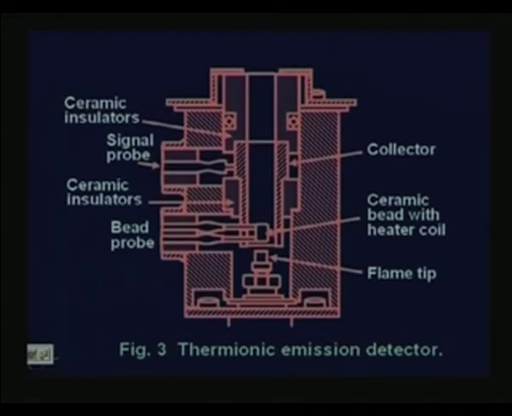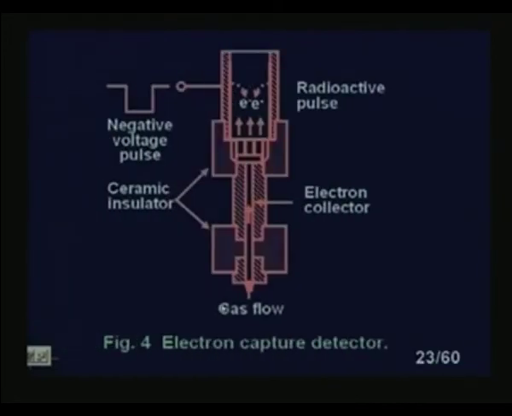So this is what you can see here, that there is a flame tip which is around 1.2 centimeter above the plasma jet. So this is our thermionic emission detector. Last, we will discuss the electron capture detector. You see, this is the electron capture detector.